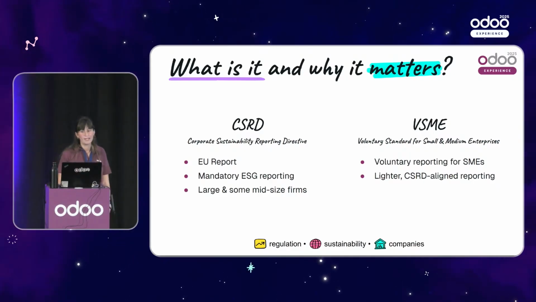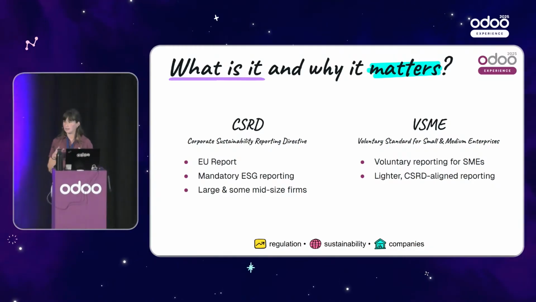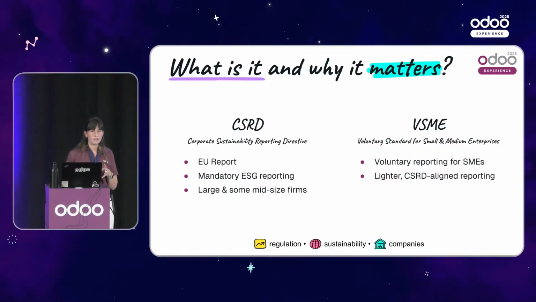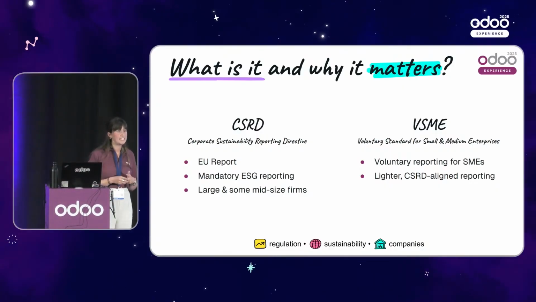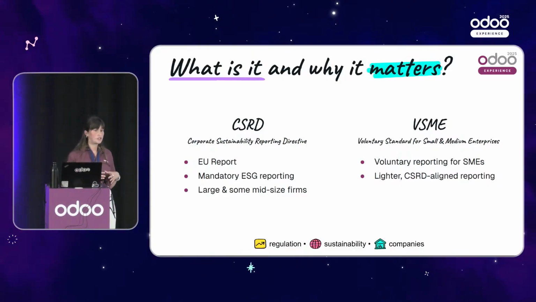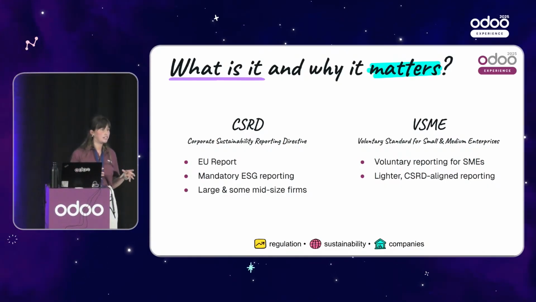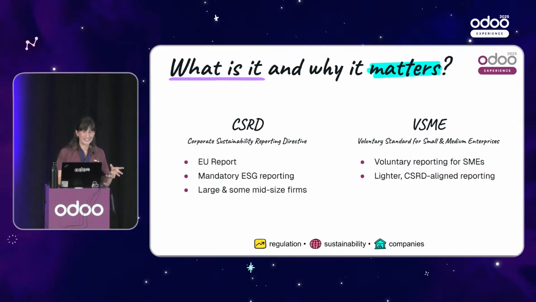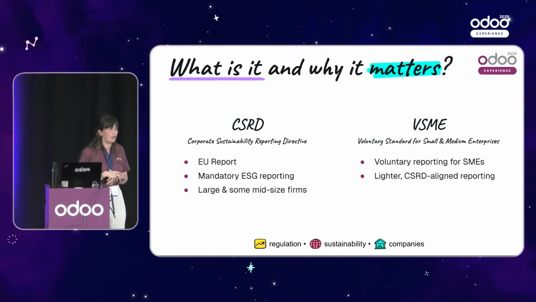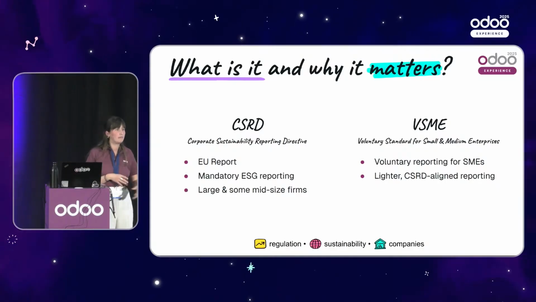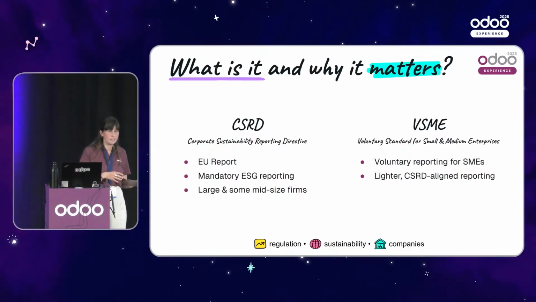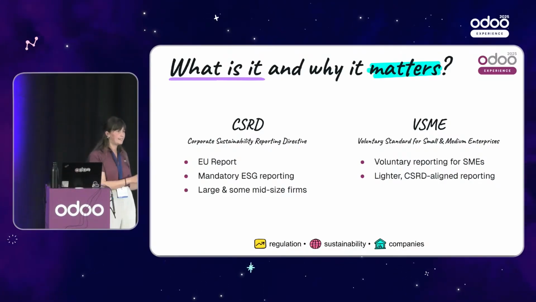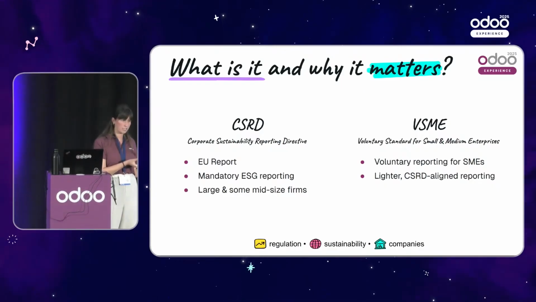Then we have the VSME. VSME is a voluntary standard for small and medium enterprises. But you can tell me, okay, but why have you integrated a voluntary report in Odoo? It's because as big companies have to report on their impact, they also need to report on the impact from their suppliers, but also customers. And so, thanks to the VSME, the smaller companies that sometimes don't have the time and money to do the full CSRD will be able to do that voluntary report to provide this data directly to bigger companies.